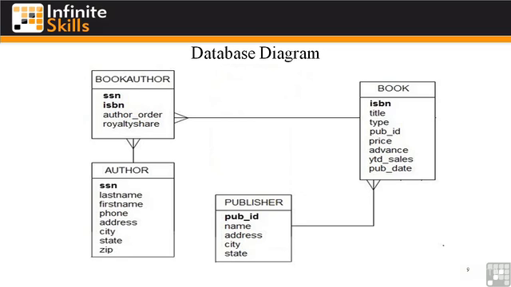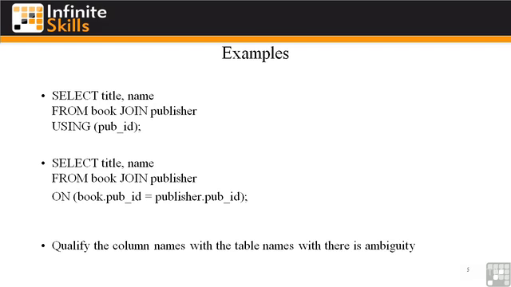Let's go back to where we were. This was the first example I showed you here. Let's look at another example. I could do it this way. I could say title, name, book, and publisher, just like I did up here. I could spell it out with the on clause instead of the using clause. There's nothing wrong with this. Book.pubid. This is qualifying this pub ID. It's saying, look at the pub ID in the book table and see that it's equal to the pub ID in the publisher table. And that works the same way.